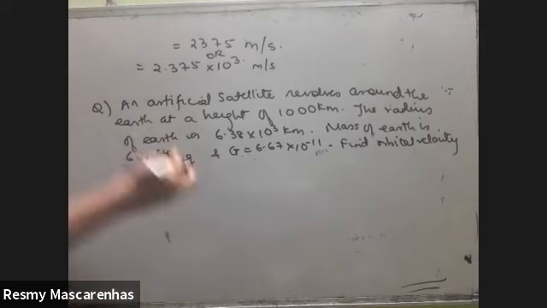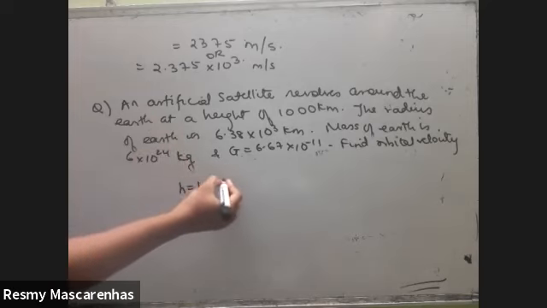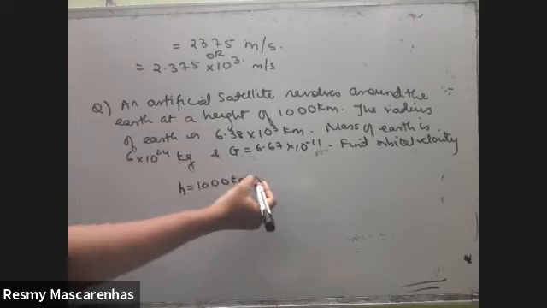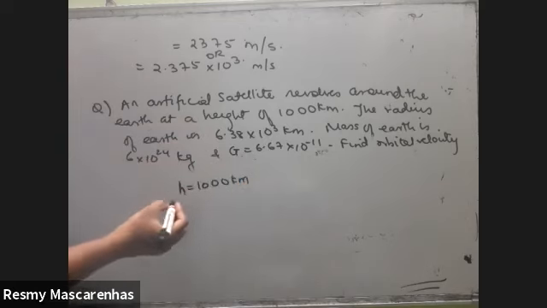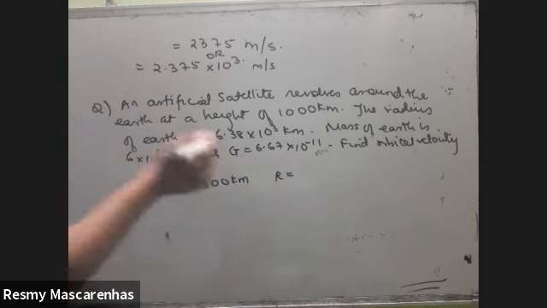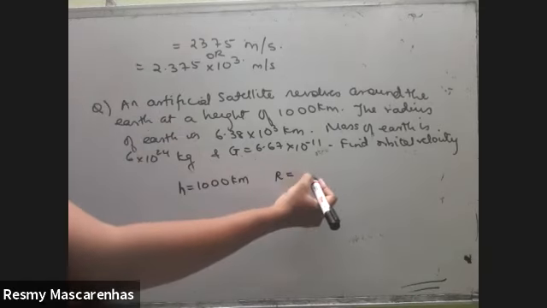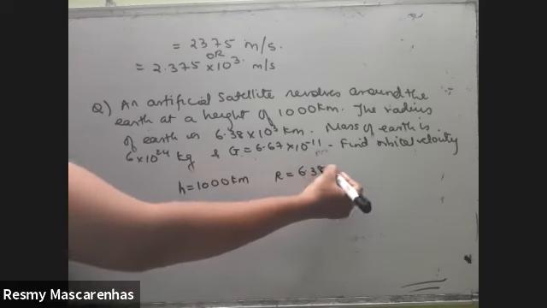What all data has been given? You write height is 1000 kilometers. If you want it in terms of meters, you can convert. Right? R is 6.38 into 10 raised to 3.